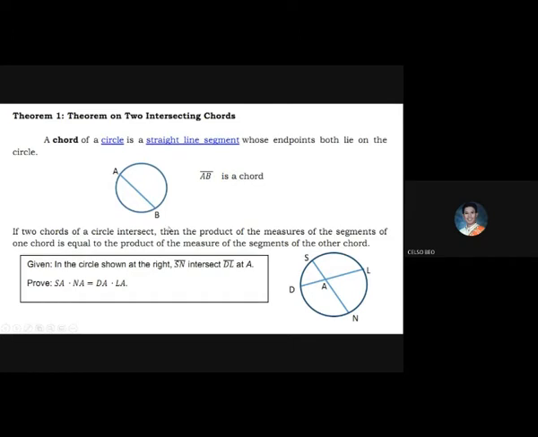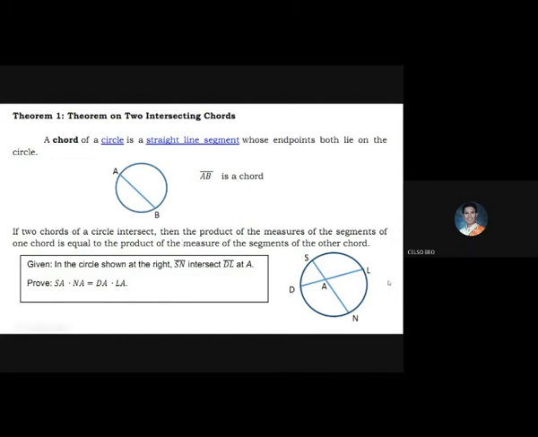Let's start with the first theorem in our lesson. Theorem 1 is all about the theorem of two intersecting chords. A chord of a circle is a straight line segment whose endpoints are both on the circle. Those are the endpoints, and your chord is inside your circle. If two chords of a circle intersect, then the product of the measures of the segments of one chord is equal to the product of the measures of the segments of the other chord.